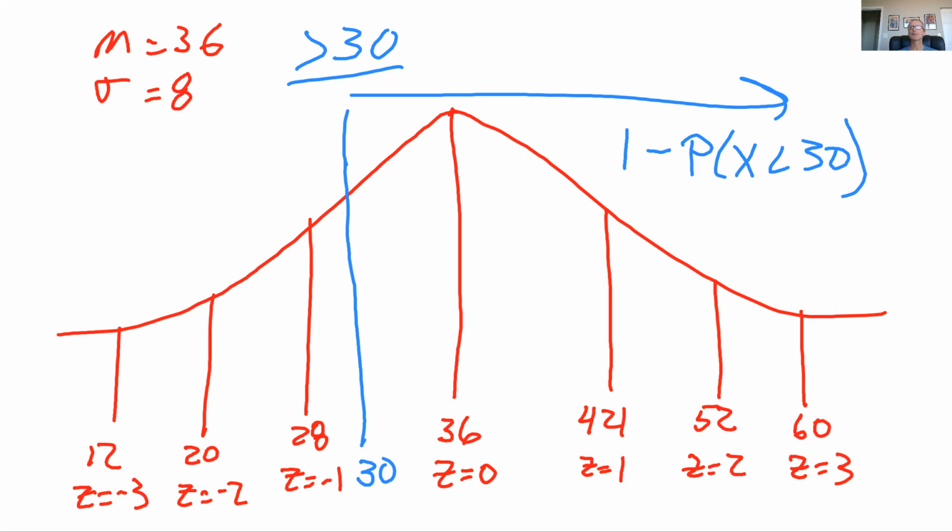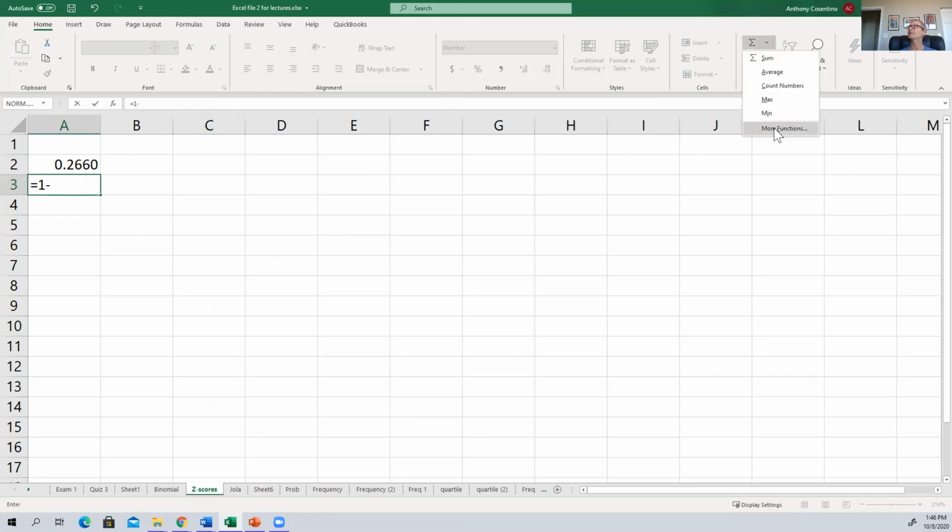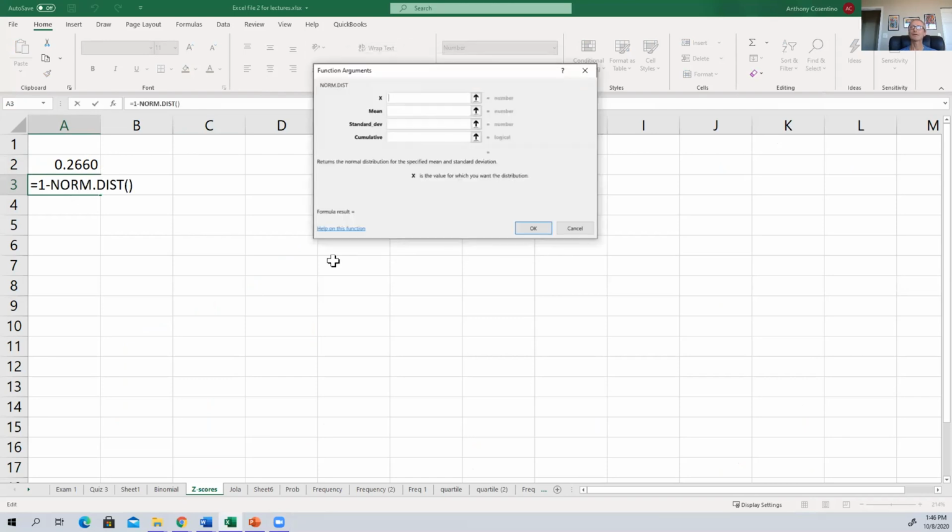And so to do that calculation, I usually do it in a single cell, but you could do it in 2 different cells. So let me show you how I do it. I hit the equal sign and then hit the number 1 and then minus, and then I plug in the function. And so norm.dist would be 30 in this case. Again, the mean is 36. Standard deviation is 8. And this would be true.